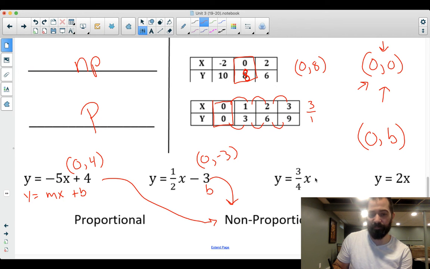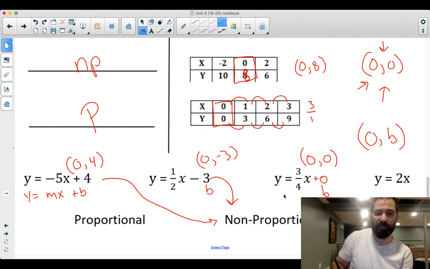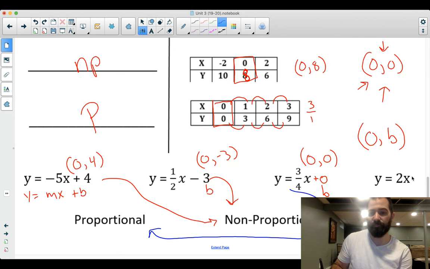This one, it doesn't look like it has a b, but it does actually. +0, we just don't write it, which means that my b is 0, so I have 0, comma, 0. That means that my answer is going to be proportional, because I have 0, 0. And it's the same thing for this one. +0, 0, 0. That means we are proportional. If you have any number at the end of your y equals mx plus b that is not 0, it is non-proportional. If you have 0 at the end, it's going to be proportional.